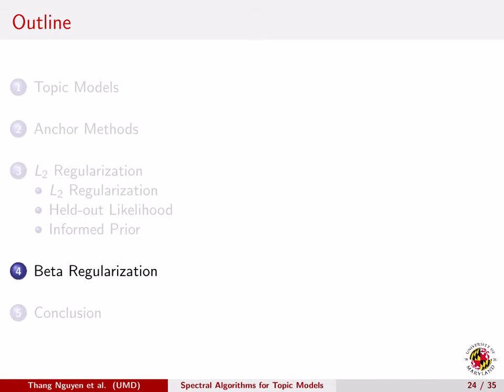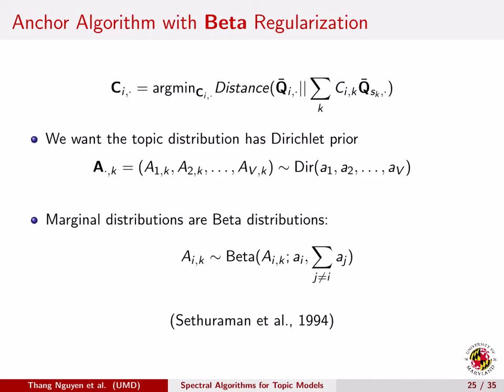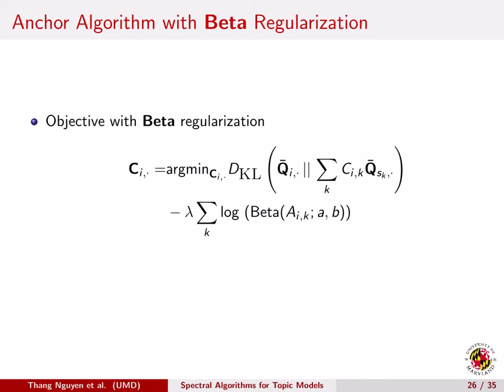We also used another form of regularization that we call beta regularization. So typically in topic models, we assume that each topic comes from a Dirichlet prior. Because of the formulation of anchor words, we can't do that directly, but we can use individual one-against-all beta distributions that simulate this Dirichlet prior. This is possible because of the marginal consistency of the Dirichlet distribution. So this gives us a new objective function that looks like this.